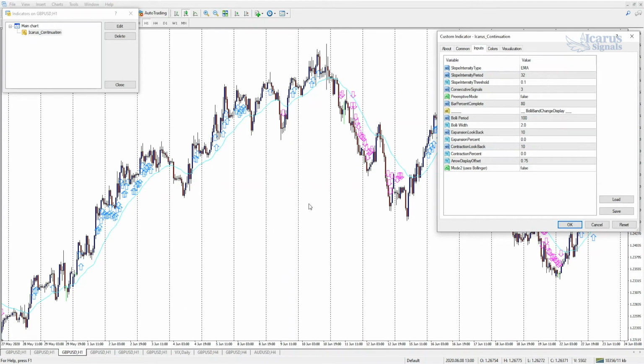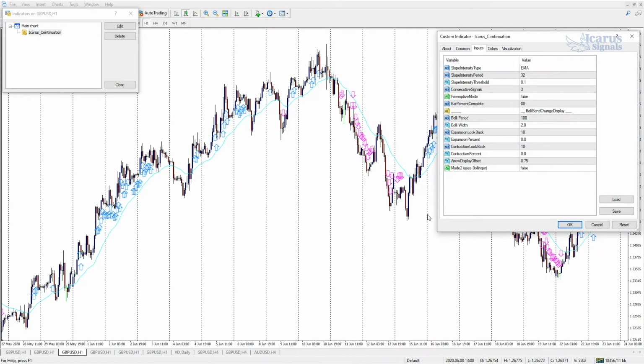Now, when we're looking at the continuation, understanding that it's the inverse of the reversal, we want to only display those signals that appear when the Bollinger Bands are expanding. That basically means when we look at the Boliband Change Display Indicator, we want to see it shaded, typically green is how we like to draw them, and you can see that in some of the other videos. We haven't integrated them into this particular video at this stage, but we can see them in some of the others further down, and particularly with the actual Icarus Signals Boliband video or tutorial.